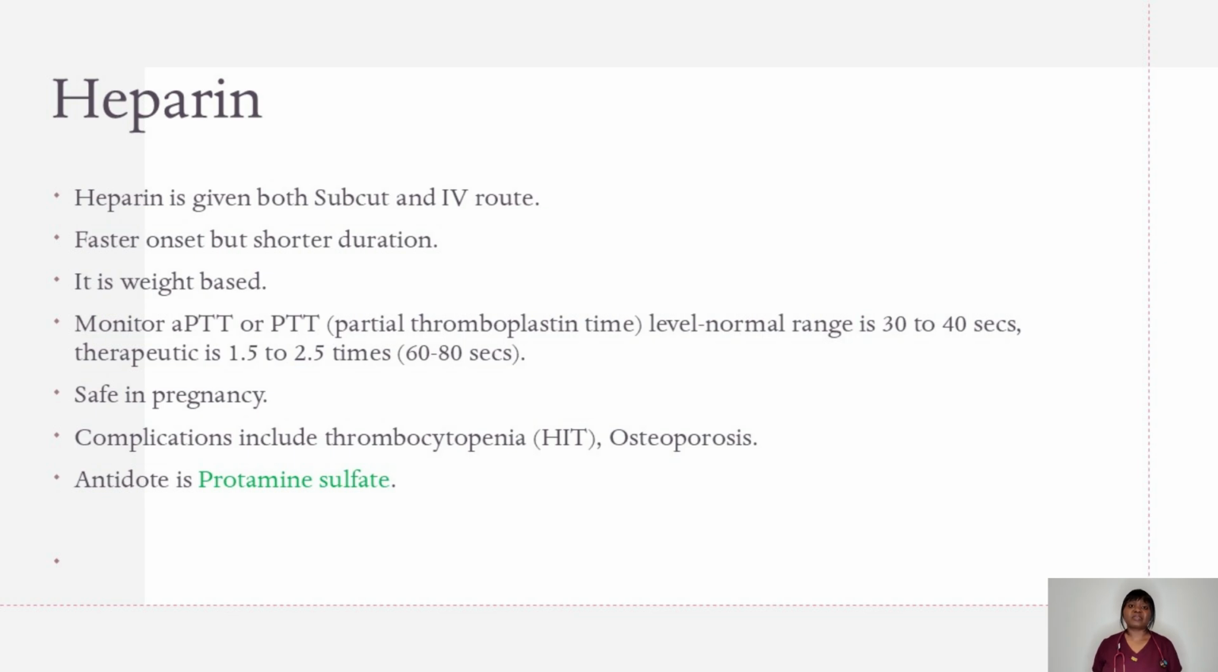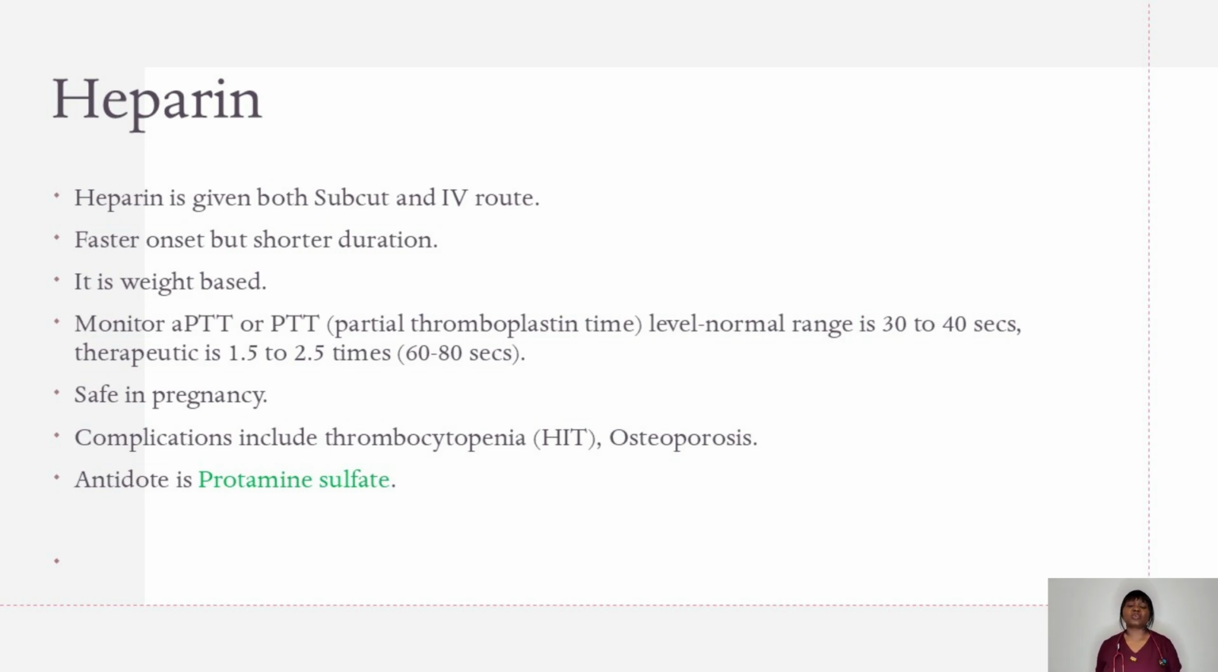So heparin is given through two routes. One is the subcutaneous route, to the subcutaneous tissue, the hypodermis layer. And the second one is the IV route, intravenous route. The low molecular weight heparin is basically given through the subcutaneous route. But the unfractionated one is given via the IV route, especially for the continuous drip. Then if the unfractionated one is packaged in a prefilled syringe, you can give it subcutaneously.